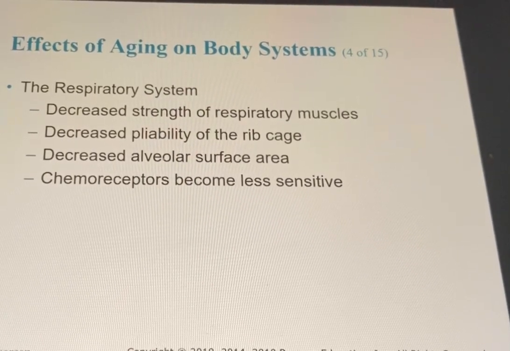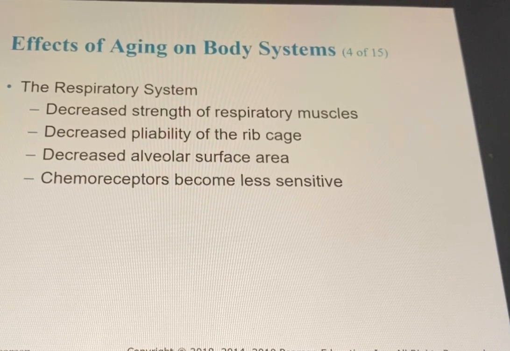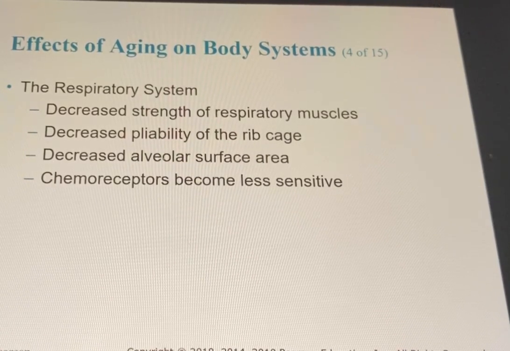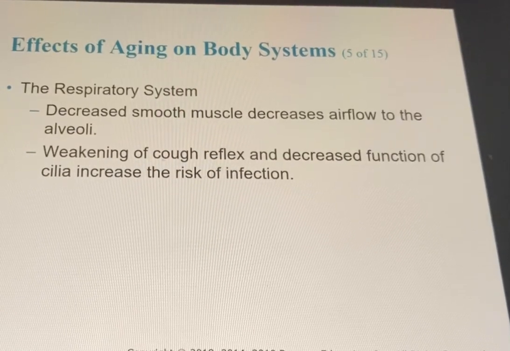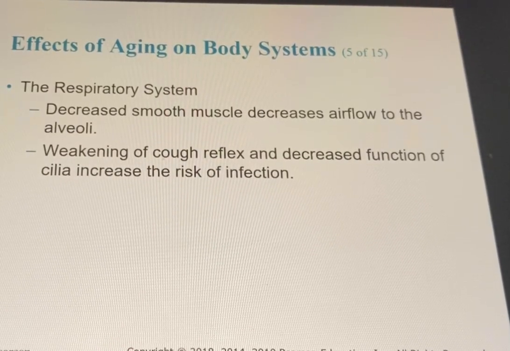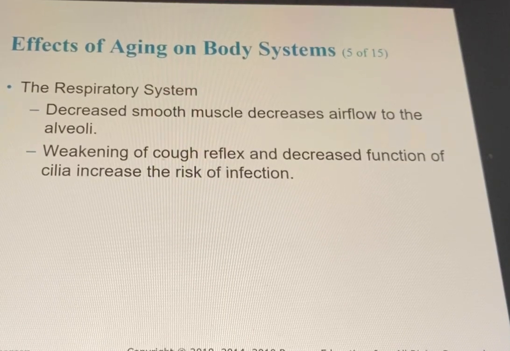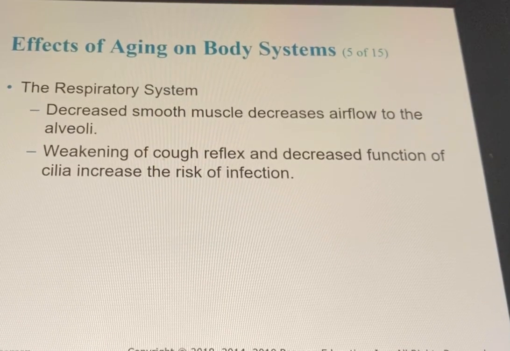In the geriatric patient, there is a decline in diffusion of oxygen and carbon dioxide across the alveolar membranes as alveolar surfaces progressively decrease. Chemoreceptors located in the aortic arch, in the carotid bodies, and on the surface of the brainstem that monitor the levels of carbon dioxide and oxygen in the blood become less sensitive over time. Just like with everything else, if you don't use it, you lose it, but if you use it too much, it wears out.